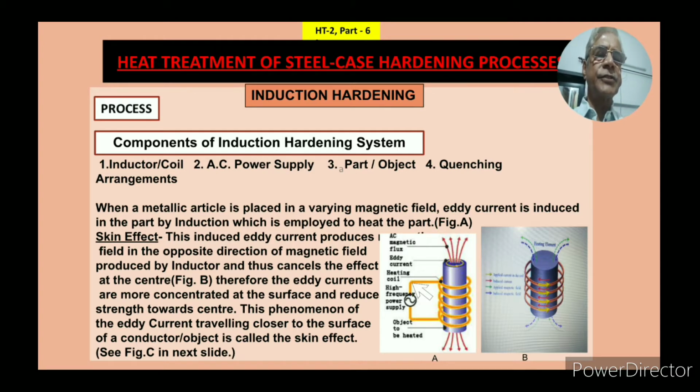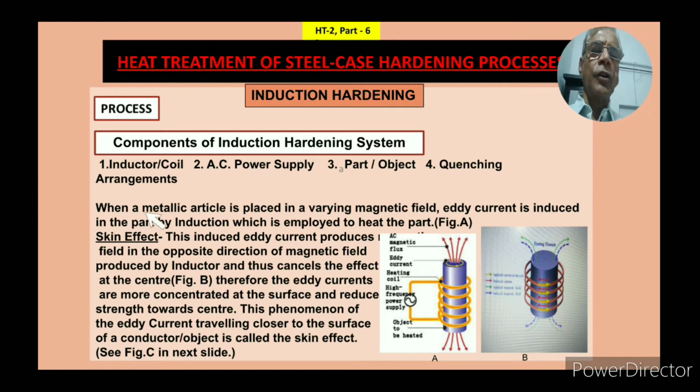So in the process, there are 4 main components of an induction hardening system. One is the inductor or coil. Then AC power supply is required. Then the part or object which you want to have induction hardened, and then the quenching arrangement. So these are the 4 basic arrangements used in an induction hardening system.